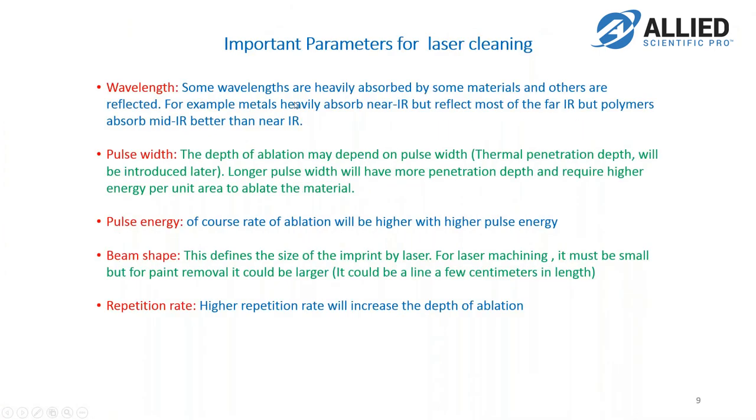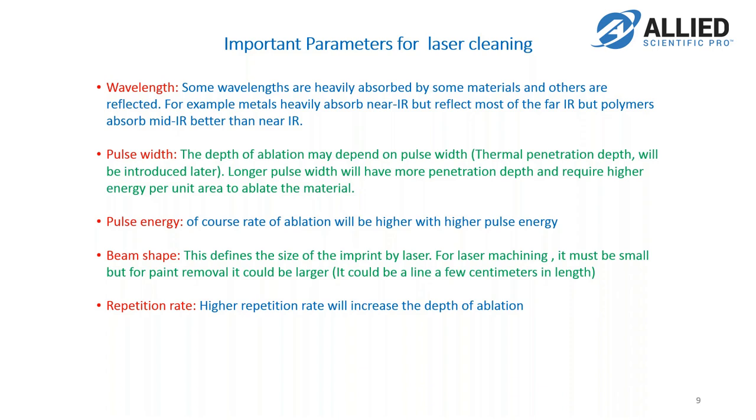Next are important parameters for laser cleaning. So one has to decide, when you're using a pulse laser, how to adjust the parameters so it'll be most suitable for the surface. So what are these parameters? Number one is wavelength. So some wavelengths are heavily absorbed by some material and some others are reflected. As an example, you can see near IR is heavily absorbed by metals, but metals reflect far IR. They don't absorb far IR.